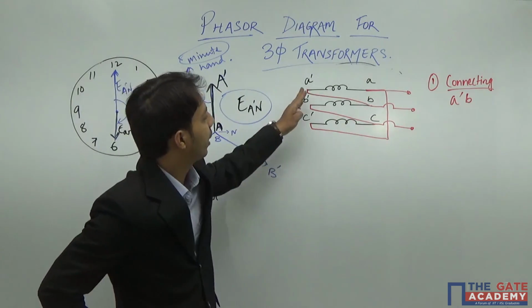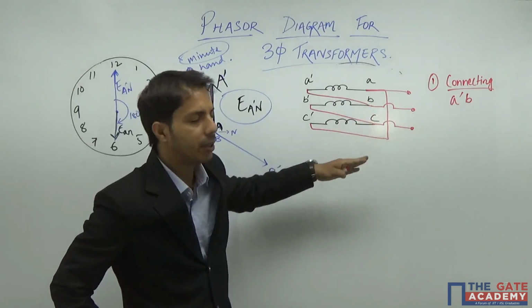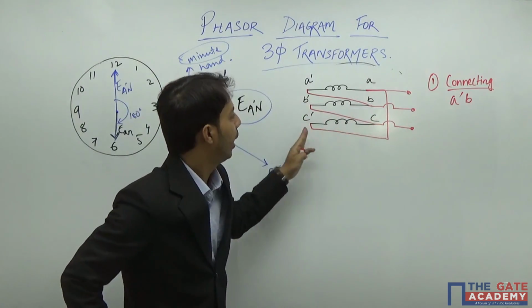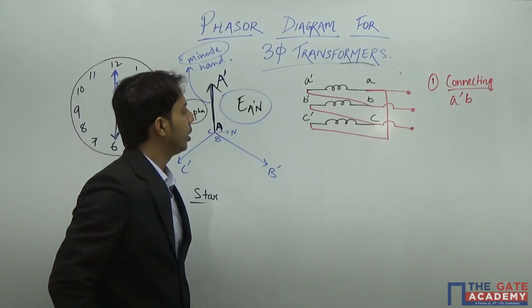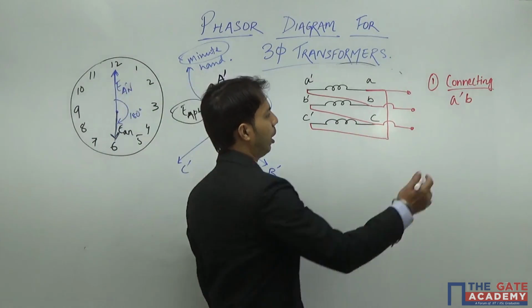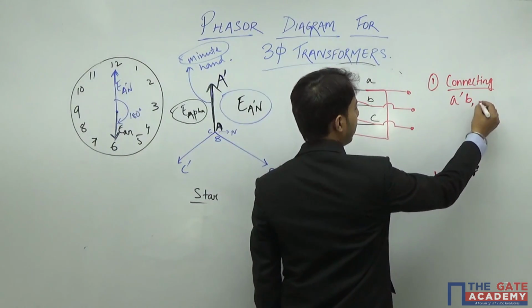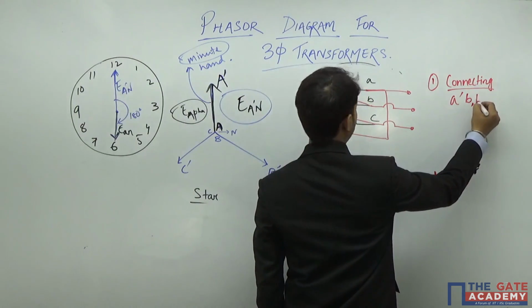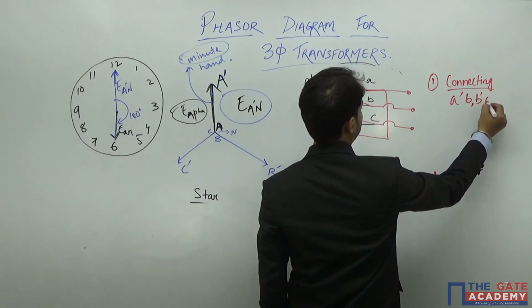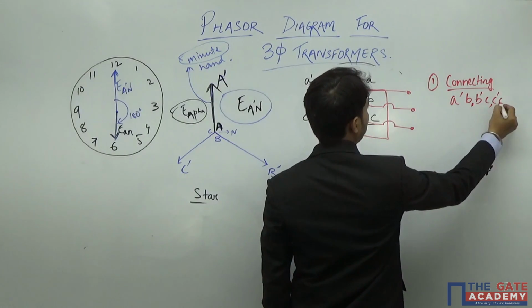So since I am connecting A dash with B, I will maintain the symmetry and I will connect B dash with C and C dash with A. So in this way, this is my connection. Let me write it out. So I can say this is B dash with C and C dash with A.